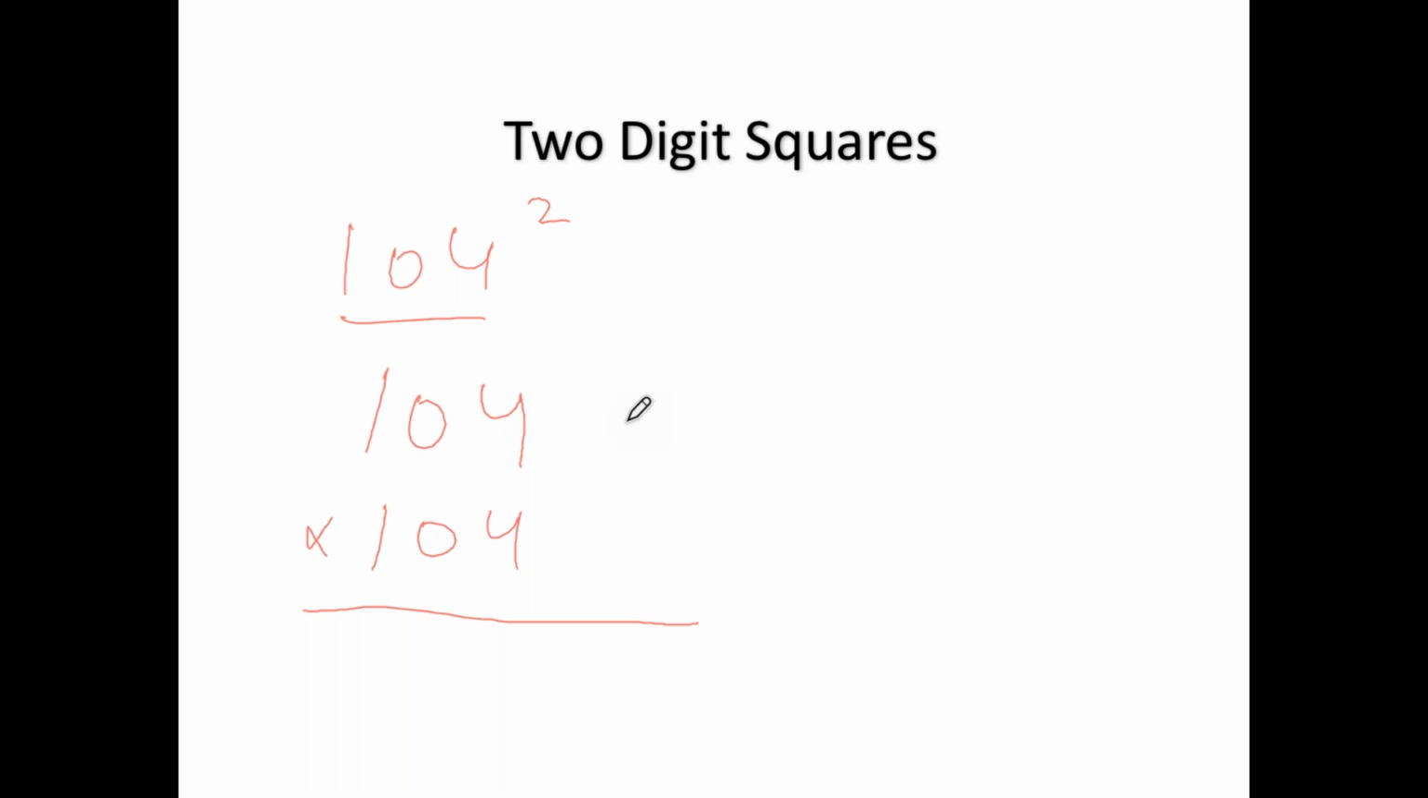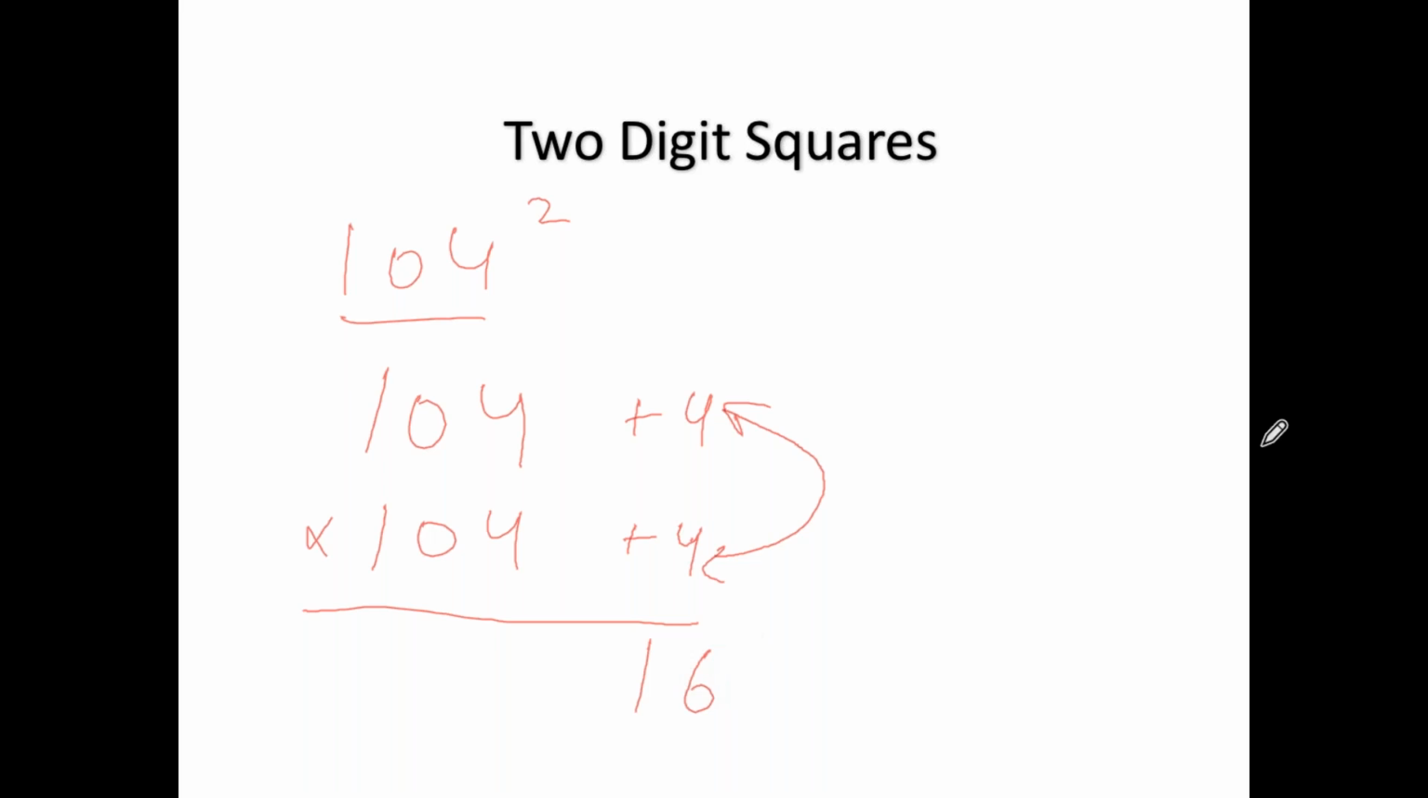Correct. So 104 is 4 above 100. Similarly, this 104 is also 4 above 100. Now we need to multiply these two numbers, 4 into 4. 4 into 4 is 16. Prableen, Anuj, correct. So I'll write 16 here.